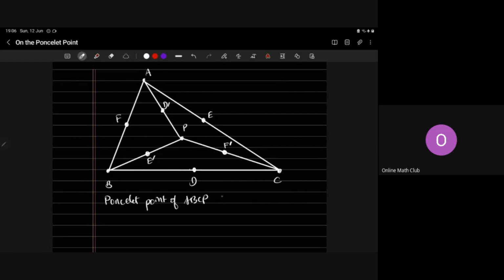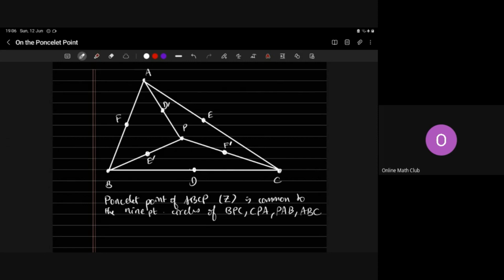we'll call it Z, is common to the 9-point circles of BPC, CPA, and PAB, and of course ABC. So the proof is just angle chasing. In general, all of the results in this lecture will be proved from angle chasing only.